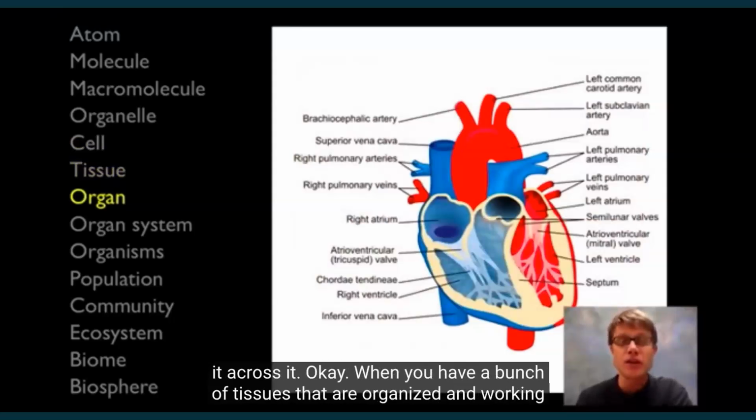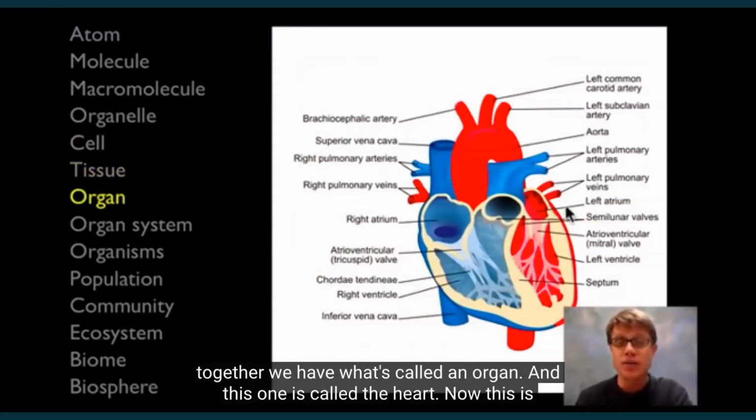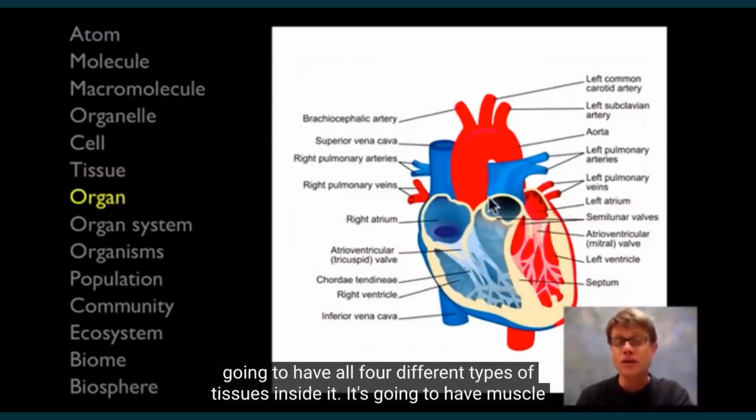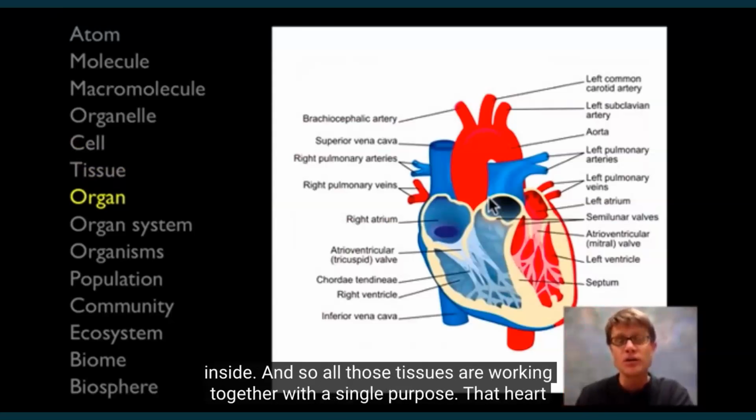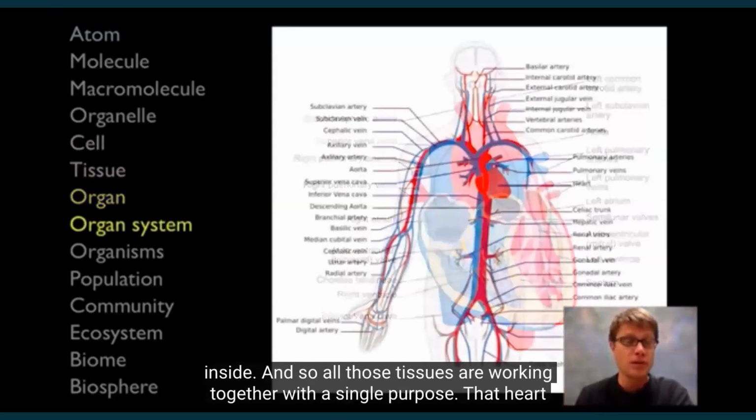Okay, when you have a bunch of tissues that are organized and working together, we have what's called an organ. And this one is called the heart. Now, this is going to have all 4 different types of tissues inside it. It's going to have muscle tissue, nervous tissue, connective tissue. It's going to have epithelial tissue on the inside. And so all those tissues are working together with a single purpose.